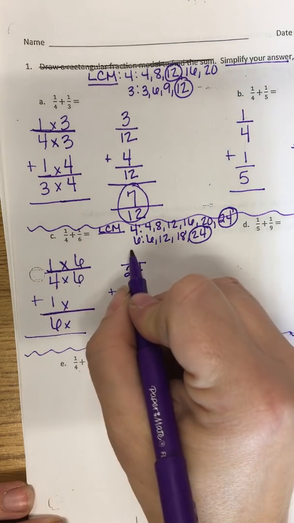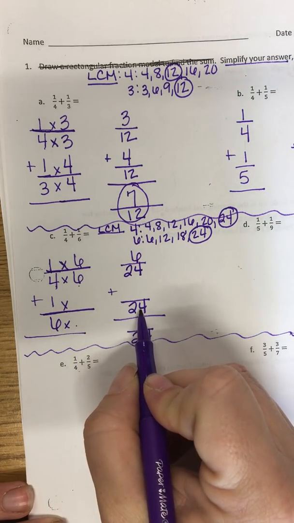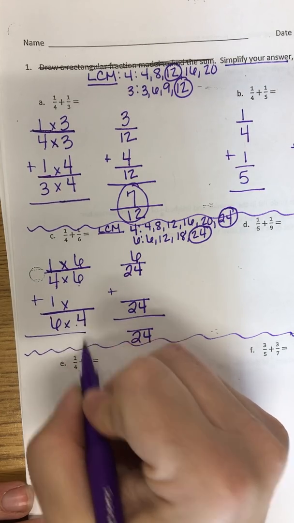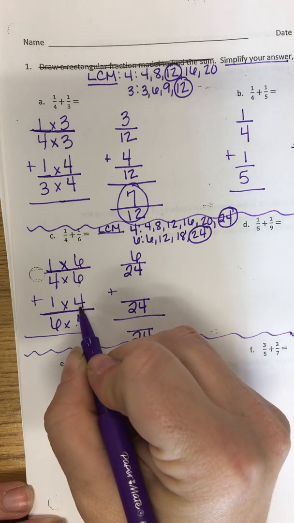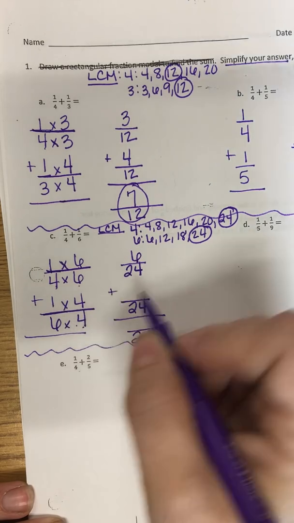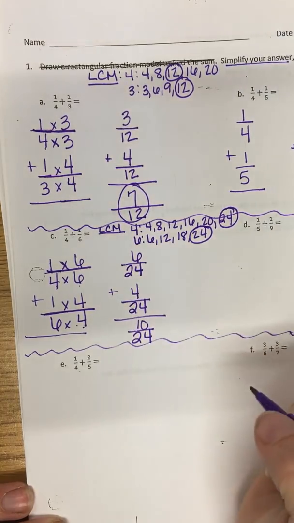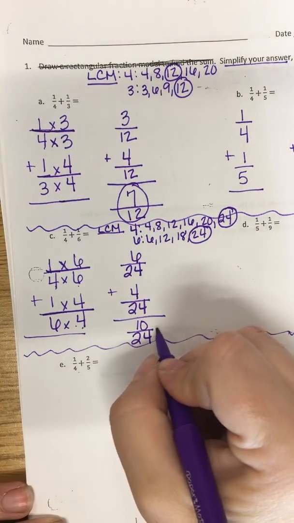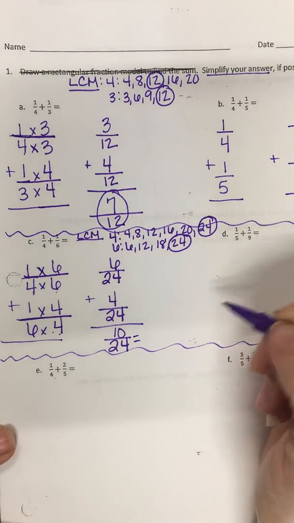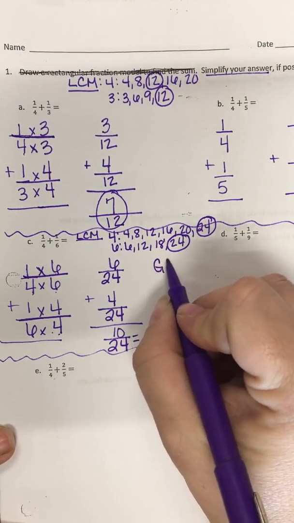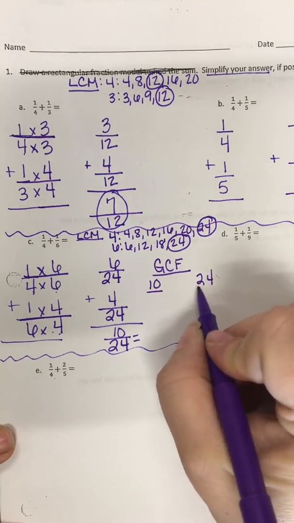1 times 6 is 6. 6 times what equals 24? 6 times 4, which means I need to do 1 times 4 because whatever I do to the bottom, I need to do to the top. And 1 times 4 is 4. 6 plus 4 is 10. 10 24ths is my answer. But remember, our directions say to simplify if needed. To find our simplified fraction, we must find our greatest common factor for 10 and 24.